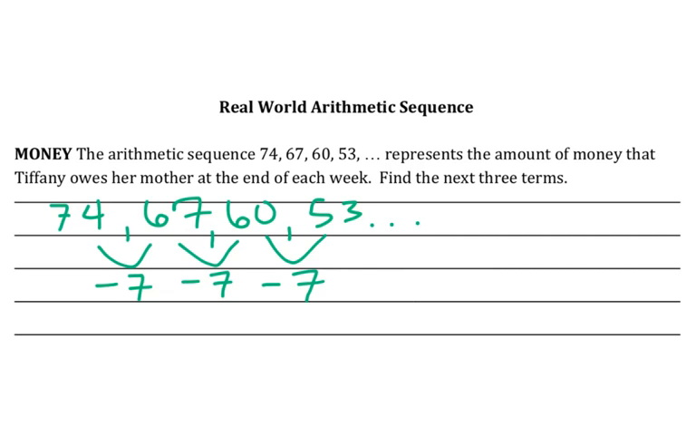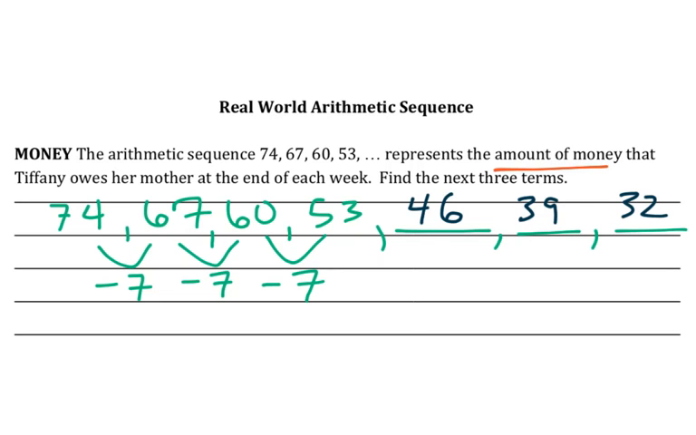So this arithmetic sequence represents the amount of money that Tiffany owes her mother at the end of each week. So I guess she's paying her mom $7 a week. And then we're told to find the next 3 terms. So as we find the next 3 terms, we can just put a comma, but go ahead and put 3 blanks there so that it coaches somebody through what you're doing. And then we'll do 46, 39, 32, because we're just subtracting 7 every time. And so that we finish this problem, we're good to go.